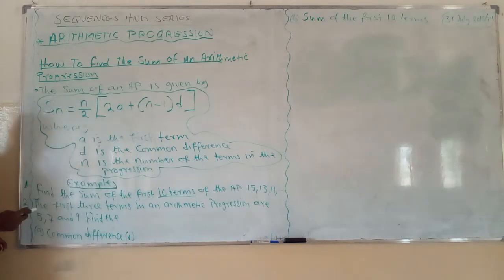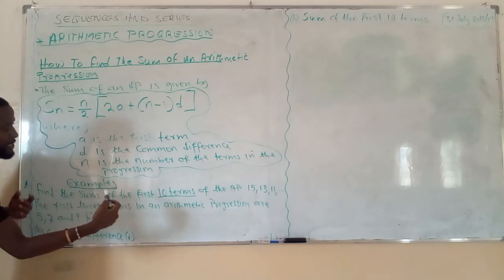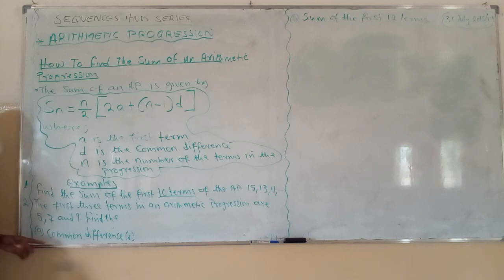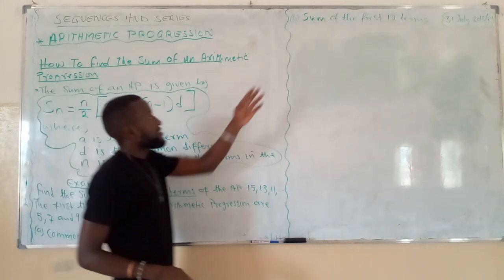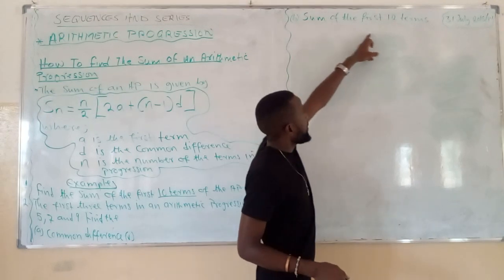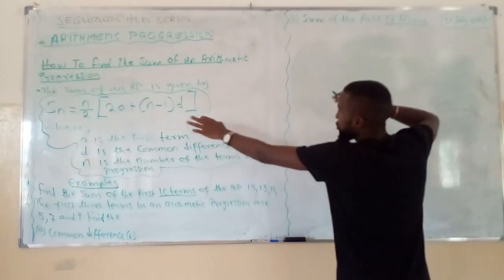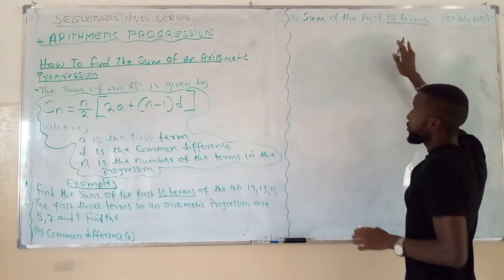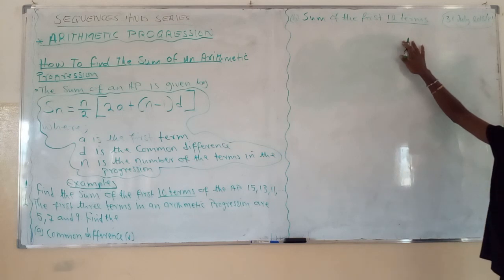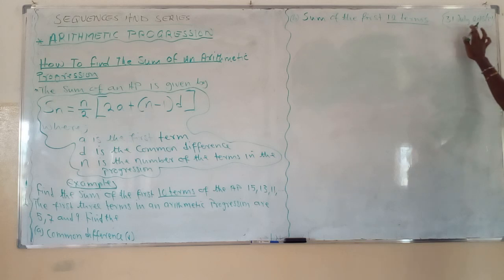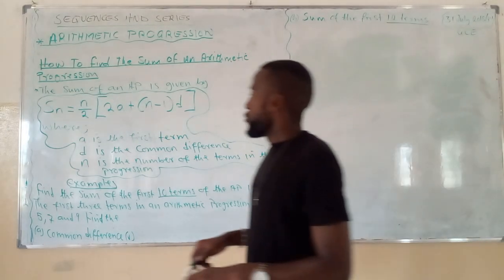The second one. The first 3 terms in an arithmetic progression are 5, 7, and 9. Find the common difference. We need to know how to find the common difference. And then part B says, find the sum of the first 12 terms. So our n, in question 2, is 12. Now, this is an examination question. It was written on 31st July 2018, paper 1, GCE. So we shall look at that.